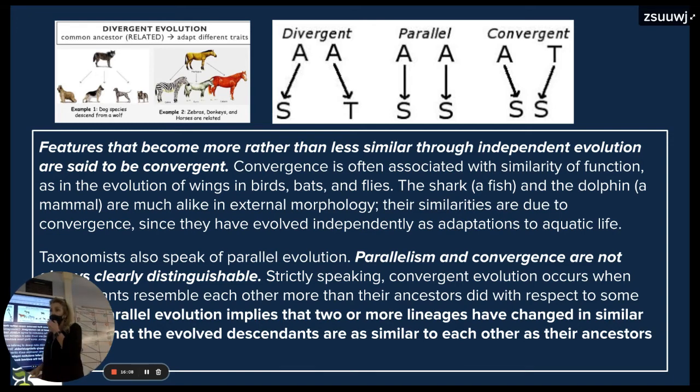Yes? Would divergent evolution be both allopatric and sympatric or just allopatric? Depends on how it formed. Divergent just means we had a common ancestor and we went our own ways. Yeah, you could do it allopatrically or sympatrically. Okay, what else?